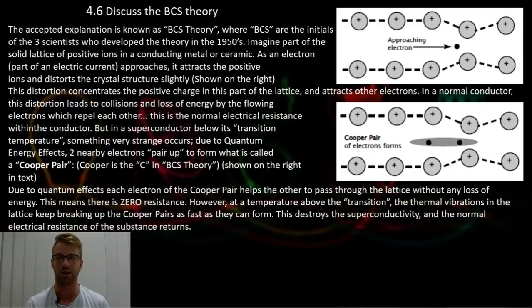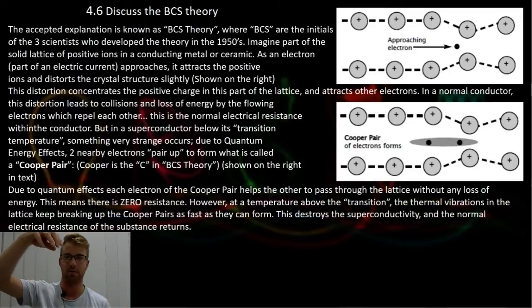two nearby electrons pair up to form what is called a Cooper pair. Cooper is the C in the BCS theory. So the Cooper pair is shown on the diagram below, the first on the top right, and you can see that the Cooper pairs of two electrons will form together to move together along that positive ion concentration at its minimum. So these Cooper pairs go freely across and are concentrated between that tunnel of positive ions.